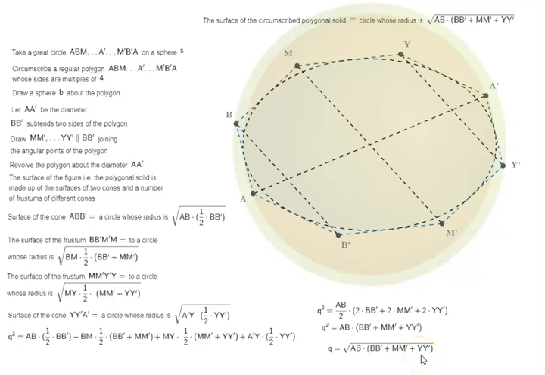So that is proposition number 29 of works of Archimedes, specifically from book 1 of On the Sphere and Cylinder.